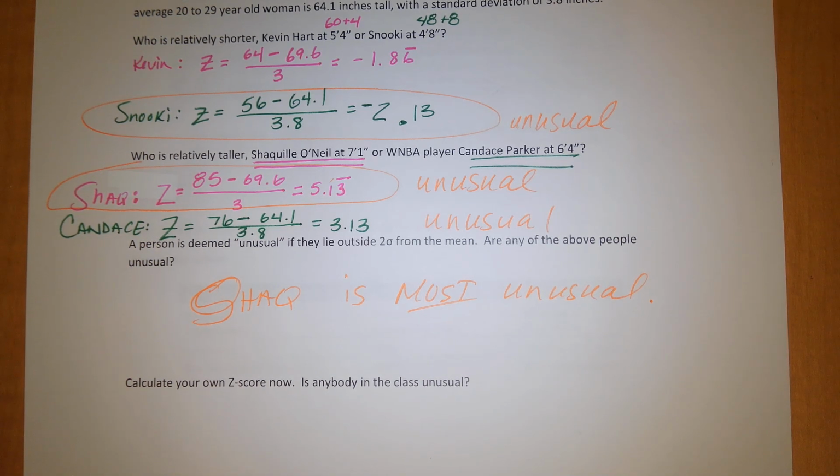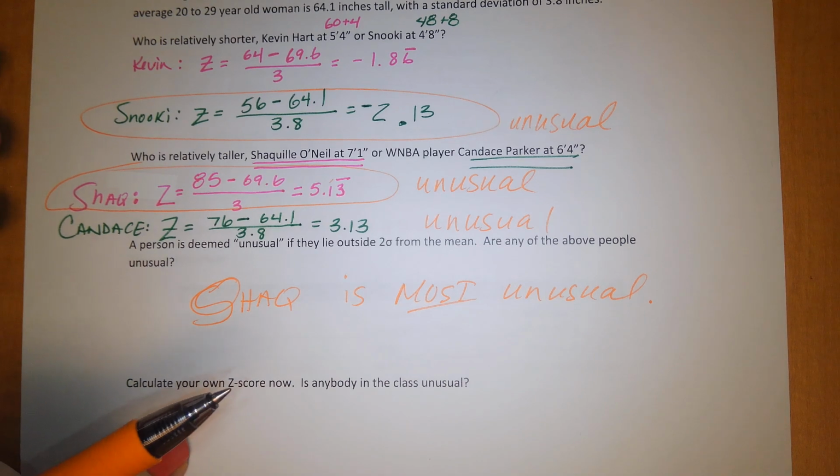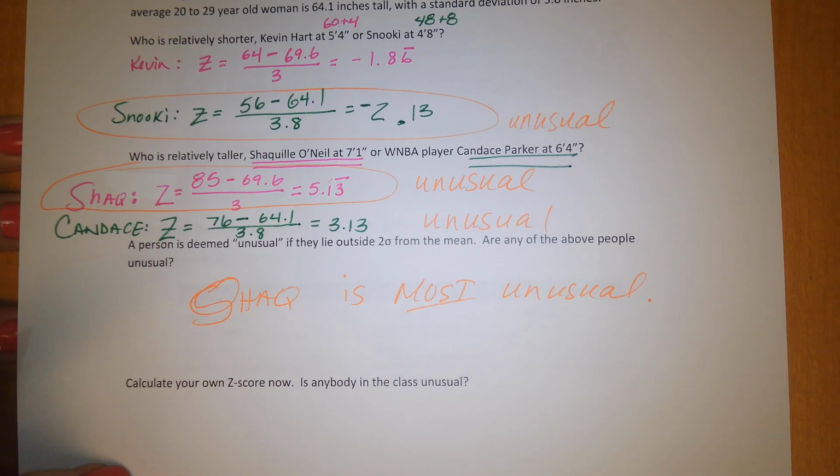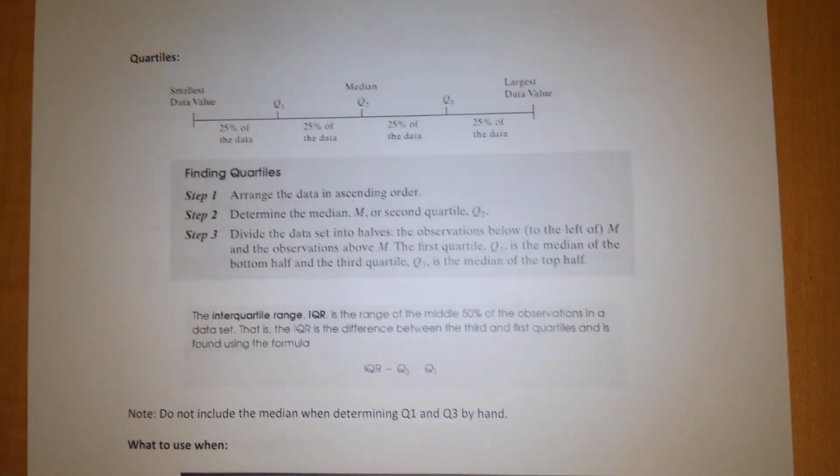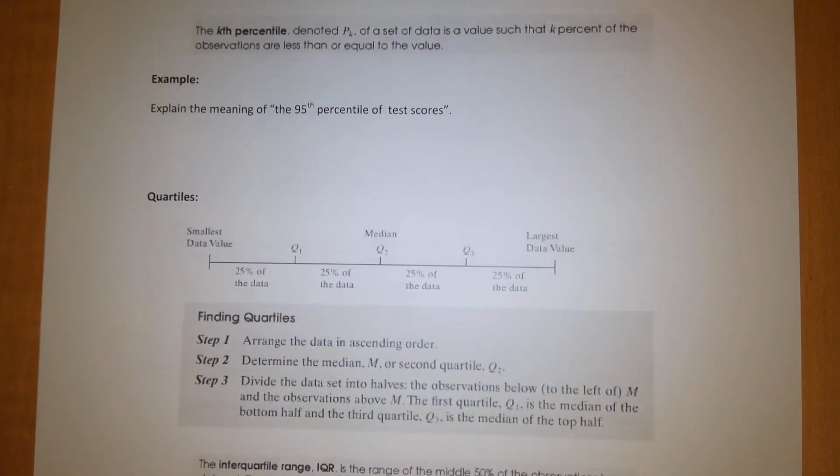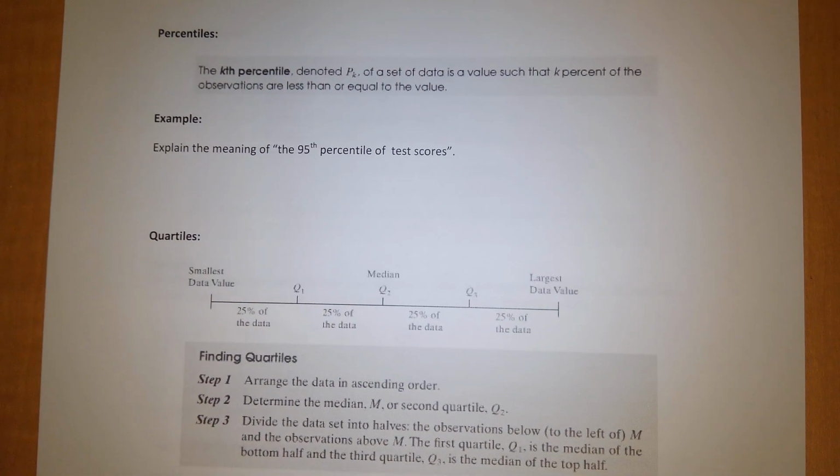Okay? So at this point, I'd like you to calculate your own z-score and think about whether anybody in the class is unusual. You might not know that information. We can definitely do that when you get back to class, but think about your own z-score. Are you above or below the mean? Are you unusual? Now is a good time to pause the video. After you finish there, we're going to move on to the next page where we talk about percentiles.